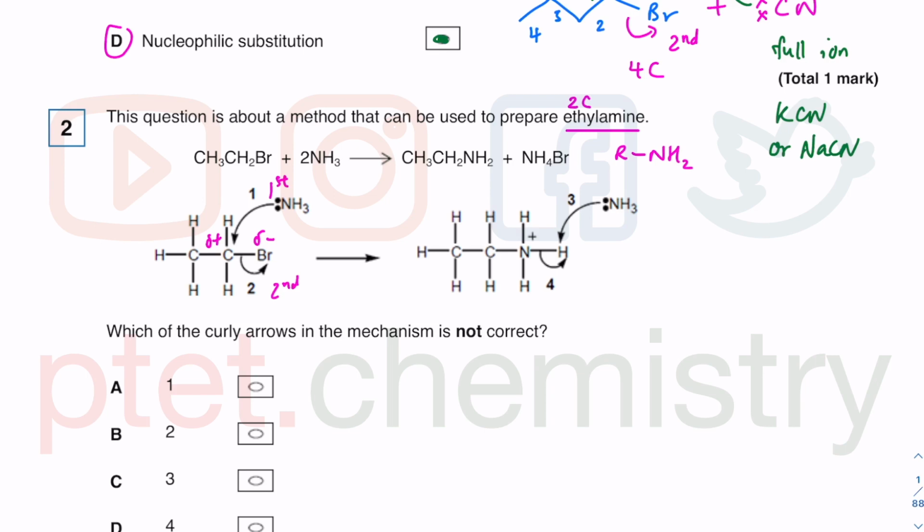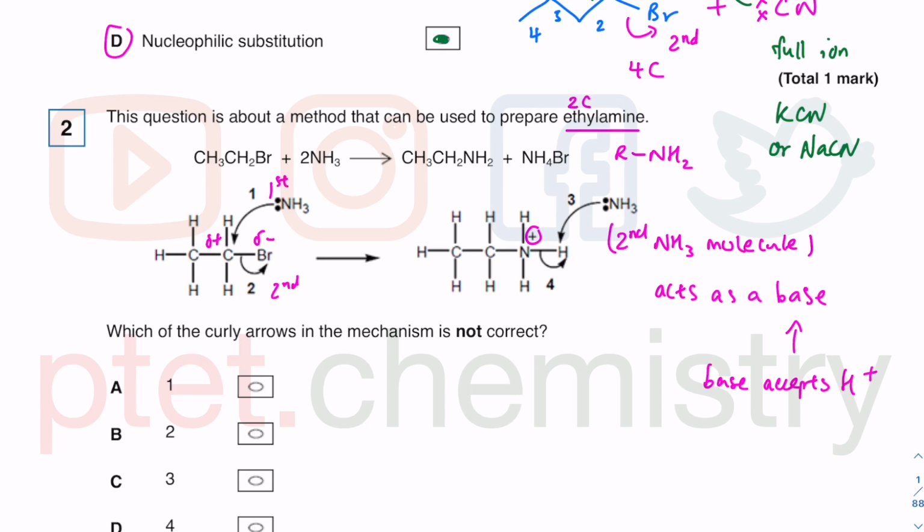You're going to get a nitrogen with a positive charge because the nitrogen now forms a dative or coordinate covalent bond to this carbon center. It has a positive charge, and then this is the second ammonia molecule which is no longer acting as a nucleophile. This one acts as a base. What is a base? A base dissociates in water to give you OH minus. A base accepts H plus, it is a proton acceptor. You will have learned this under definitions of acids and bases, whereas the first NH3 is a nucleophile because this is after all a nucleophilic substitution mechanism.